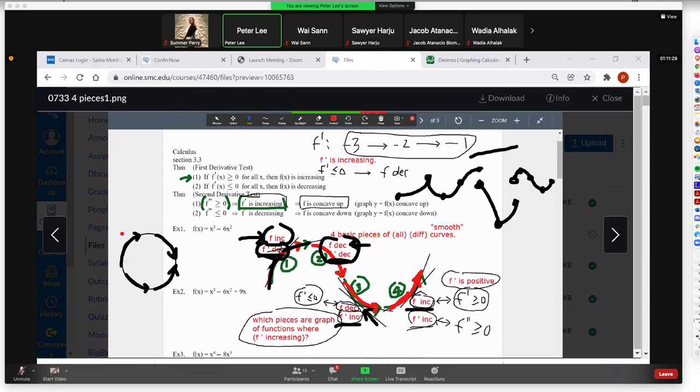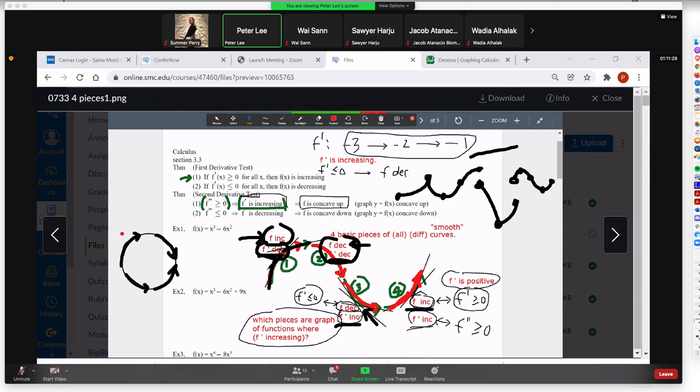Oh, what color is this? I see. Well, this is red. Okay. Let me do this again. So do you think this is correct? If f is increasing, can we conclude that f prime is positive or 0? Yes or no? Is this true or not?